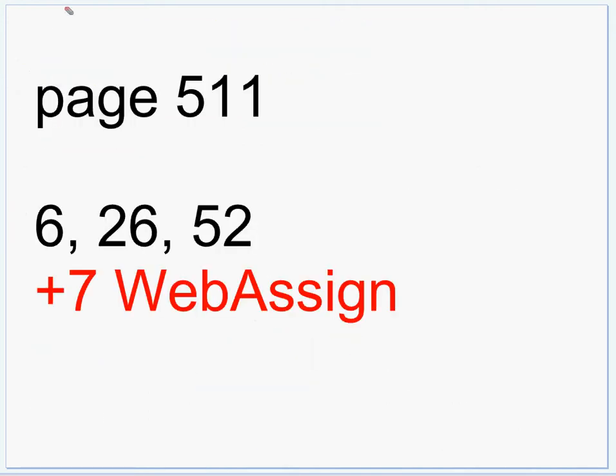Let me back up here. The assignment for this section, page 511 in the book, there's 3 problems you're going to do on paper. The majority, 7 of them, are on WebAssign.